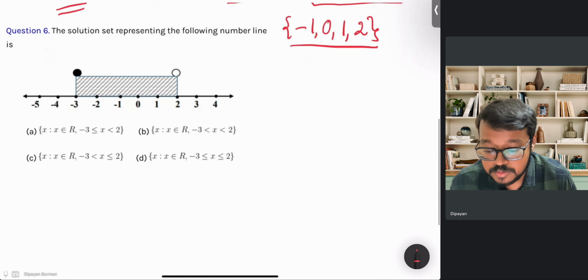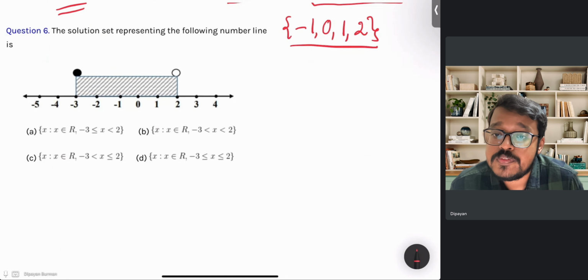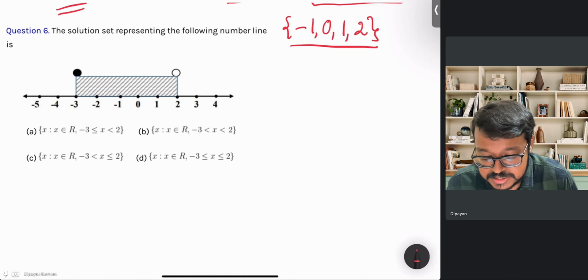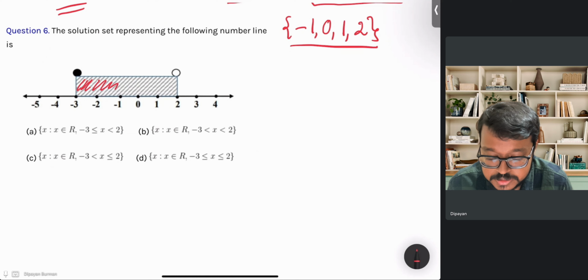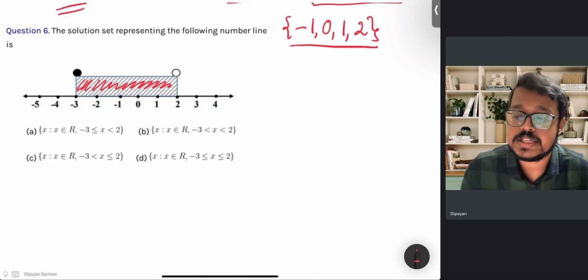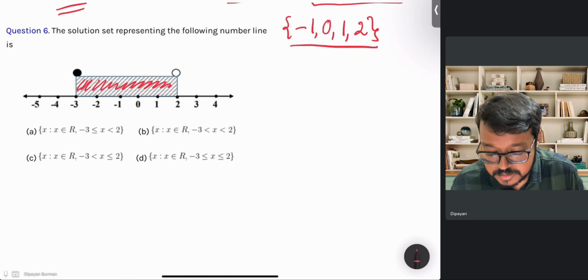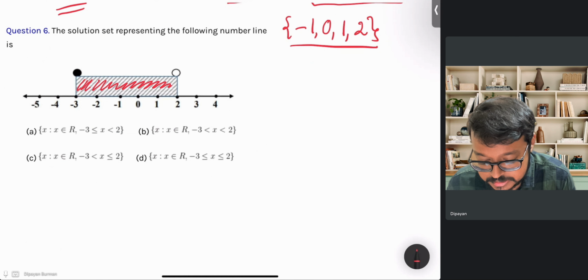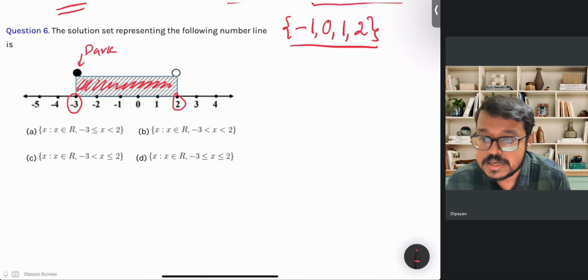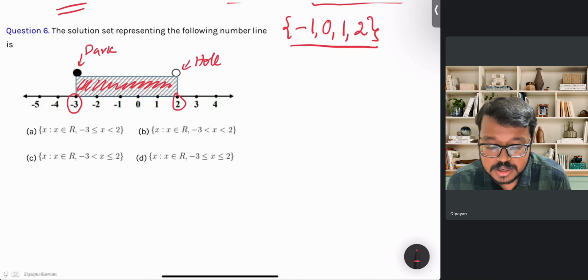Then the last MCQ. The solution set representing the following number line is. So here the number line is given to us. Looking at the number line, we have to tell which is the solution set that is represented by this number line. We will see that there is a shading over here. So that means we have a range of numbers. It's not just integers or whole numbers. These are real numbers. Now the boundaries of the real numbers are at minus 3 and 2.